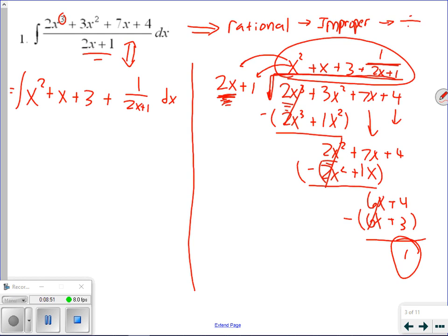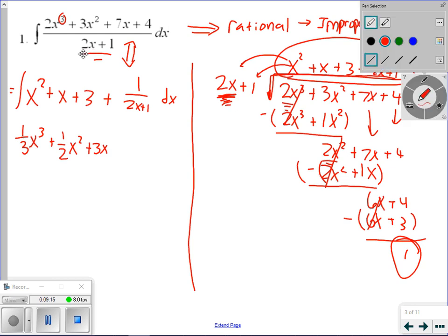And I can integrate this. It's not too terrible. Okay, so for instance, x squared becomes 1/3 x cubed. x is 1/2 x squared. 3 is 3x. And then what about this bad boy? Okay. Well, I want us to get to the point where we don't have to do u substitution with that, but I'm going to anyway, just so you can see it.